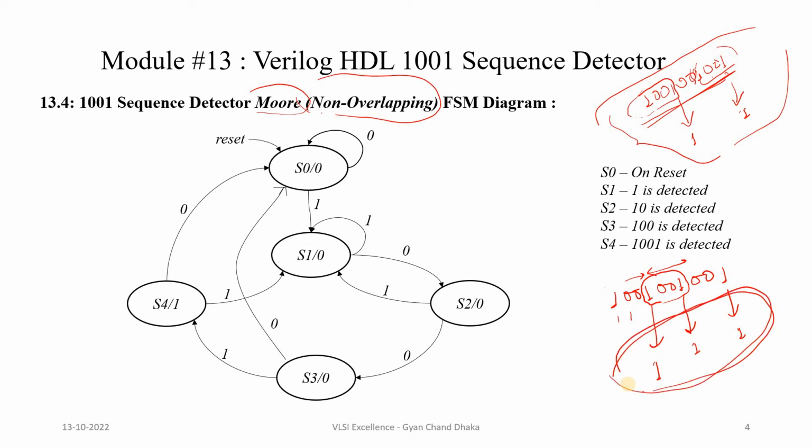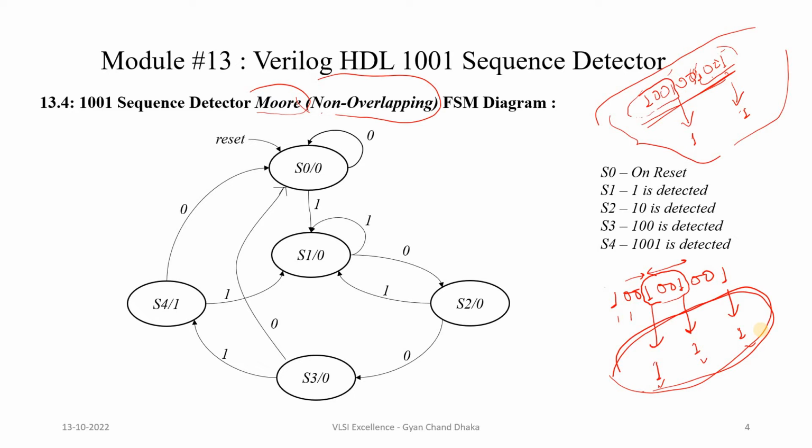So if you see, with the same input, if we use a non-overlapping sequence detector, the output will be detected here and here. But with an overlapping sequence detector, there will be 3 outputs detected. One is here, one is here, and one is here. So this is the basic difference between an overlapping and a non-overlapping sequence detector. And I hope this is clear to you.